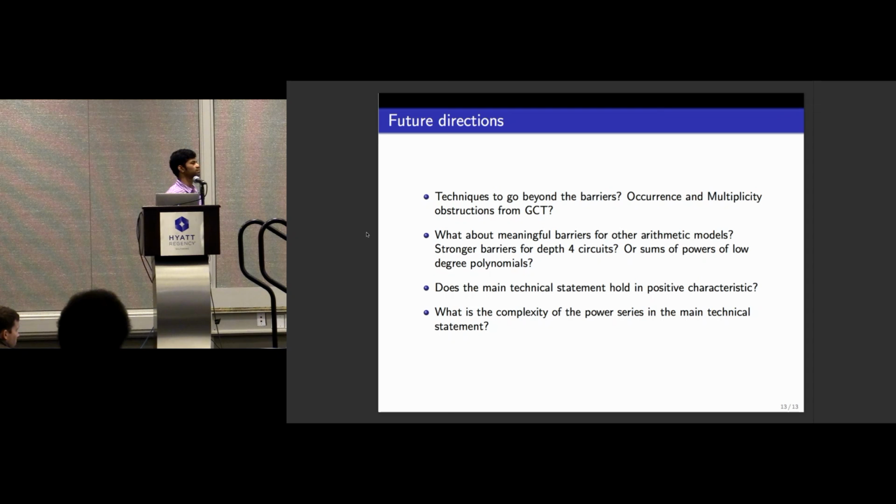Got quite a bit of time for questions. Yes. Why would you believe rank methods should not separate VP? They're too simple. This is a very personal opinion. I think it's too simple.